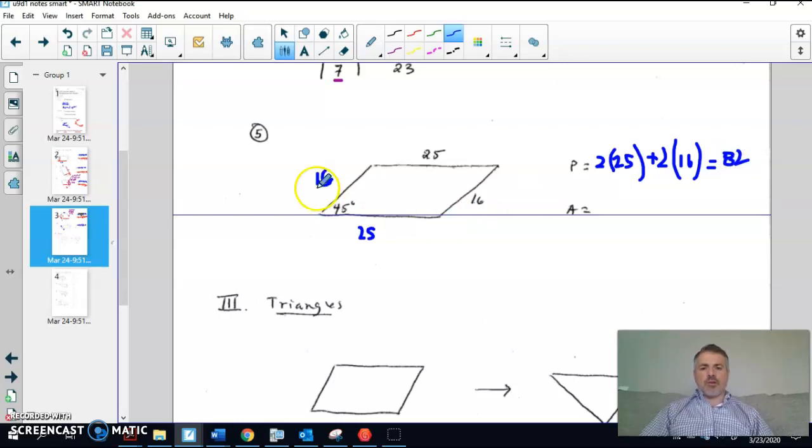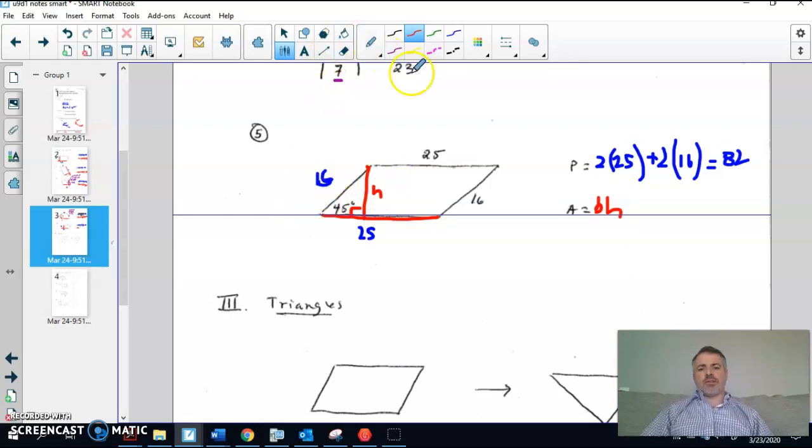All right, area is going to be a little bit harder. So I need to use base times height, because that's what I've been using. Base and height still have to be perpendicular. So I'm going to use the 25 as the base. Notice the 16s are not perpendicular to that 25, so they are not the height. The height I'm going to use is this height right here. Make it perpendicular. So that's going to be my height.